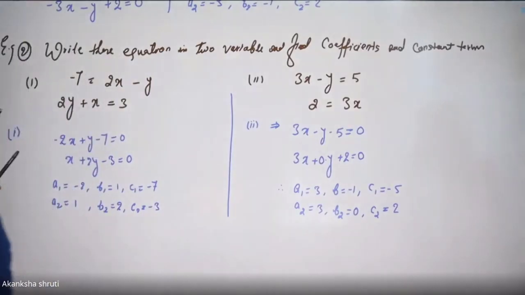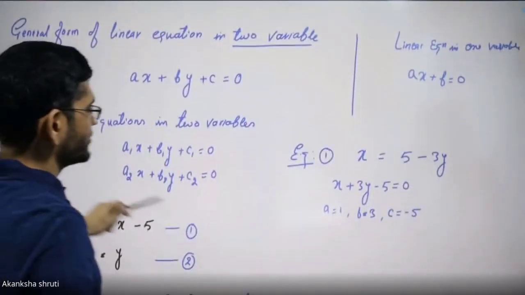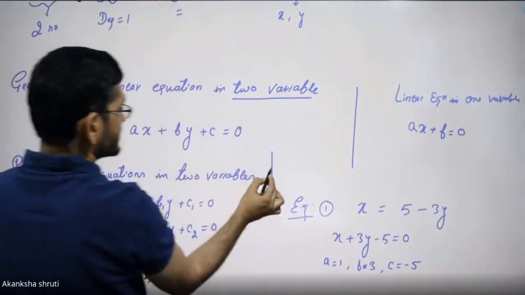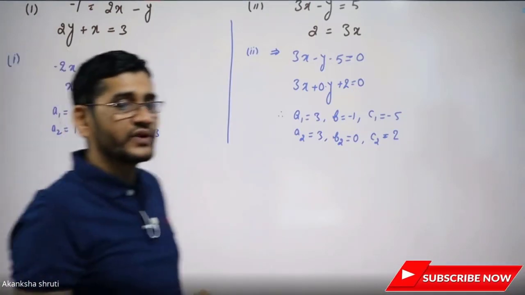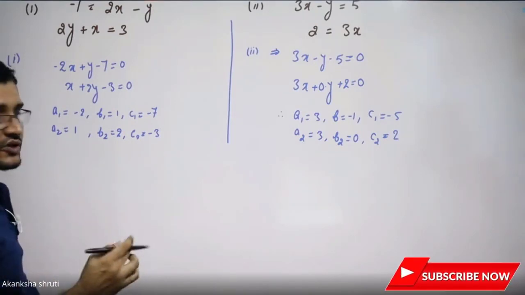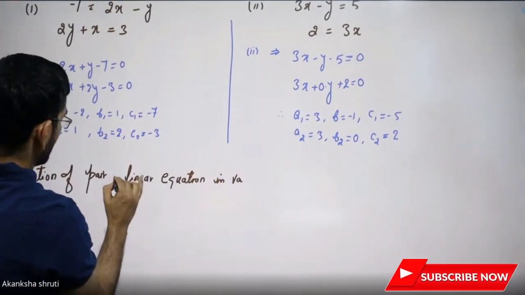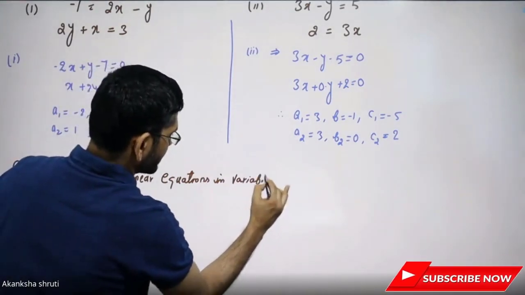So this way, what is the standard form of a linear equation in two variables? That we have learned. Why we need the pair? That we have learned. Now let us go for solving this pair of linear equations. A student, so let us write the method of solving linear equations in two variables. Or let us first understand the meaning of the solution of a pair of linear equations in two variables. Okay, student.